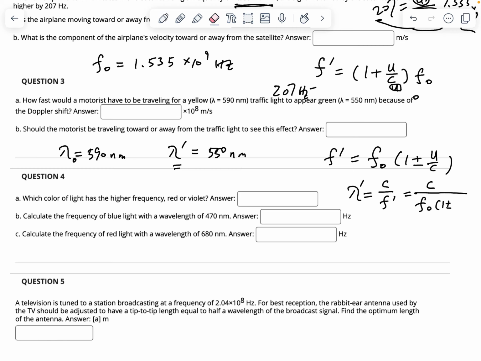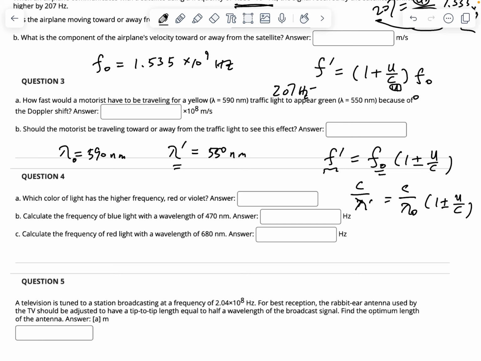Let's just do it this way. Let's just substitute both, right? Okay, so we do this. What is the frequency? Frequency equals c over lambda prime. So this one is c over lambda naught times (1 plus or minus u over c).